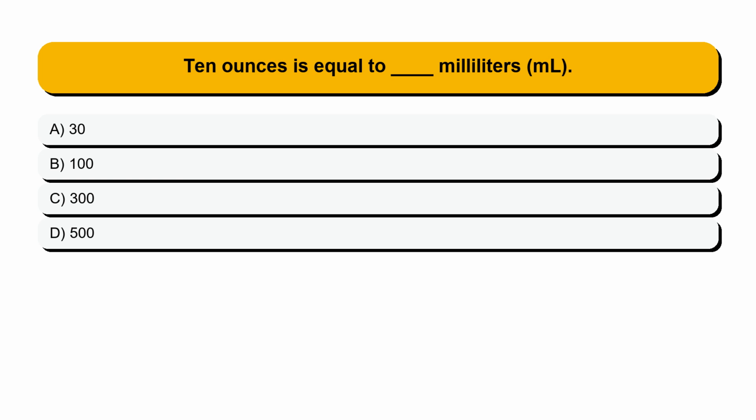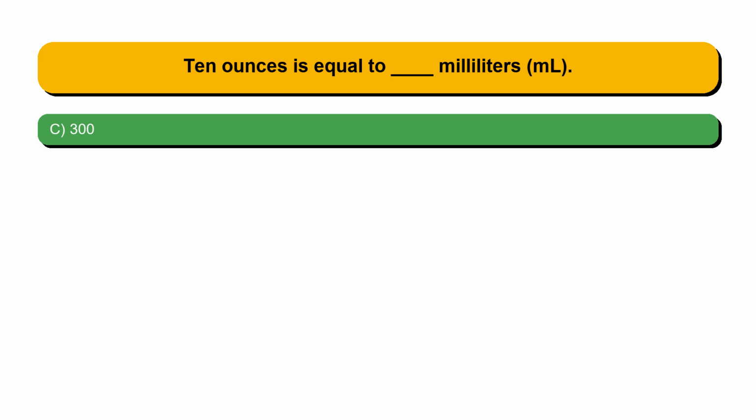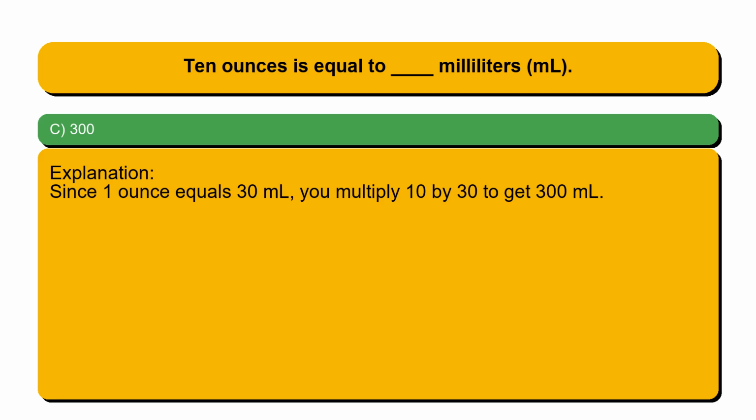Question 86. 10 ounces is equal to blank milliliters, ml. Option A. 30. Option B. 100. Option C. 300. Option D. 500. The correct answer is Option C. 300. Since 1 ounce equals 30 ml, you multiply 10 by 30 to get 300 ml.